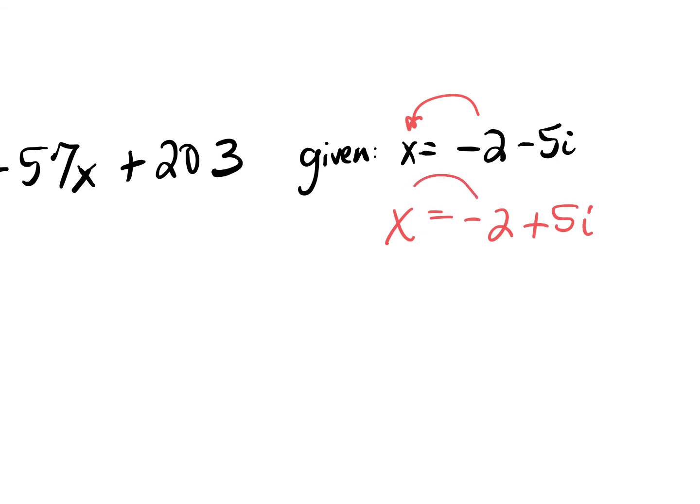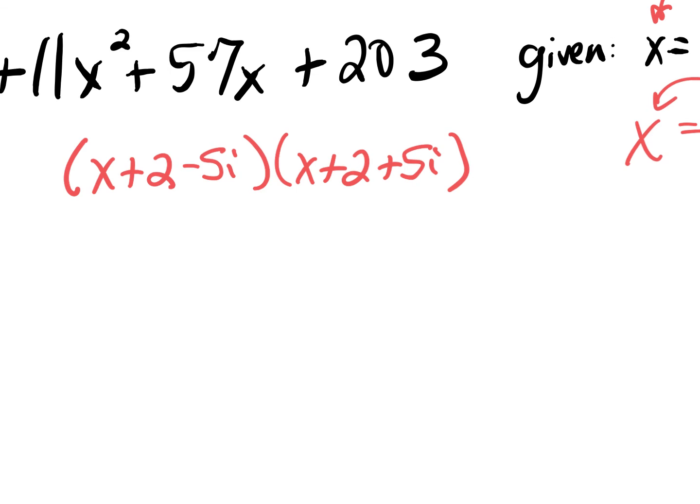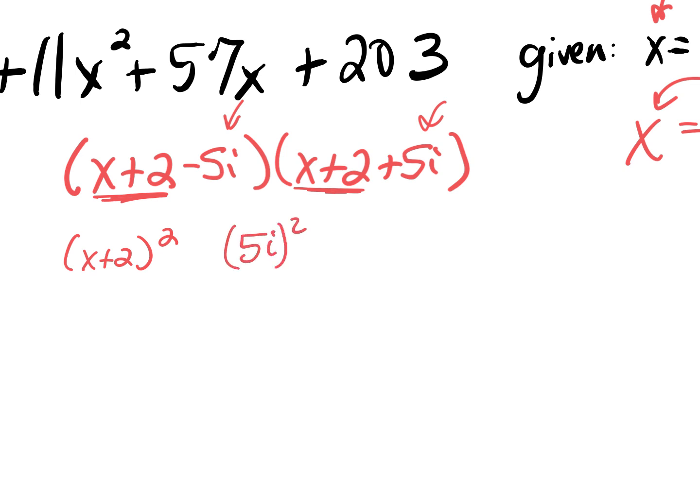Plus. Okay, same thing here. So when I multiply these two together, I have x plus 2 minus 5i, and I have x what? Plus 2 plus 5i. Multiply the two together. The process does not change. What is the first term that's exactly the same? x plus 2, and I have it quantity squared. What's the second term that is the same? 5i, and I have that quantity squared. And what is the sign that goes in the middle? Minus. Perfect.